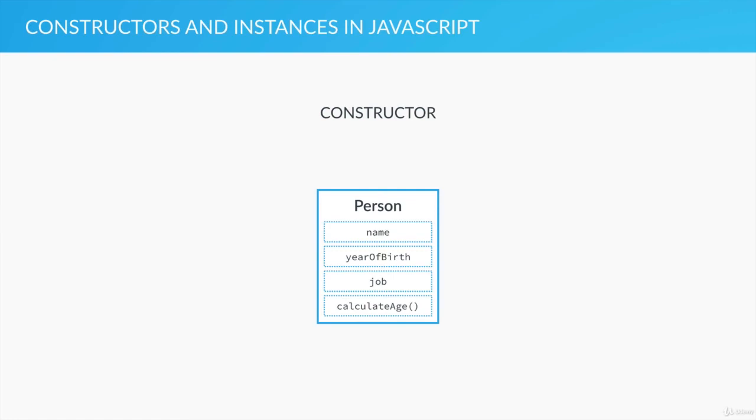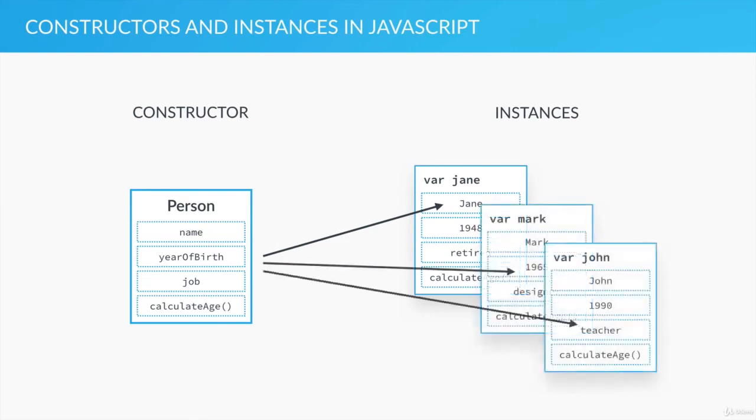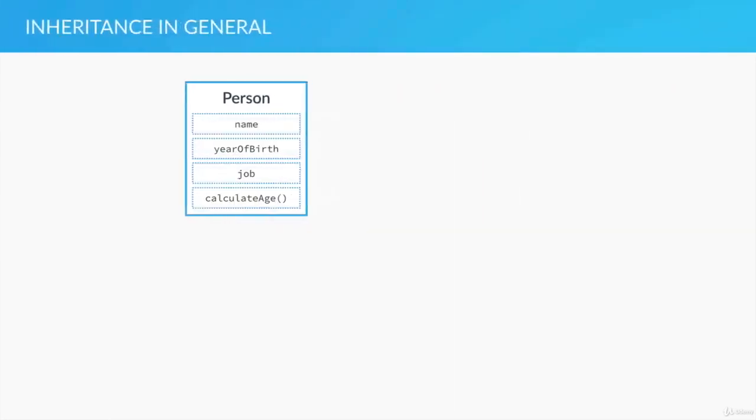So based on this constructor, we can create as many instances as we want. So here are our Jane, Mark, and John objects once again, but these were created from the person constructor. So they are effectively person instances. And now their name, year of birth, and job variables are defined, and they all have access to the calculateAge method. So again, the constructor acts like a blueprint and is used to create instances, which of course are also objects. We will of course do all of this with code over the next lectures. This is just to give you a very brief overview.